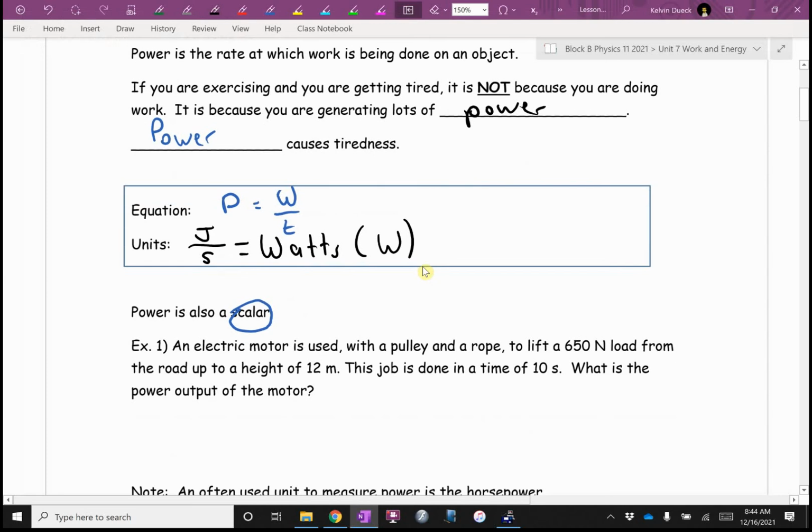Okay. So 1 watt is 1 joule per second. If you are generating power at 1 watt, you're using up 1 joule of energy per second.